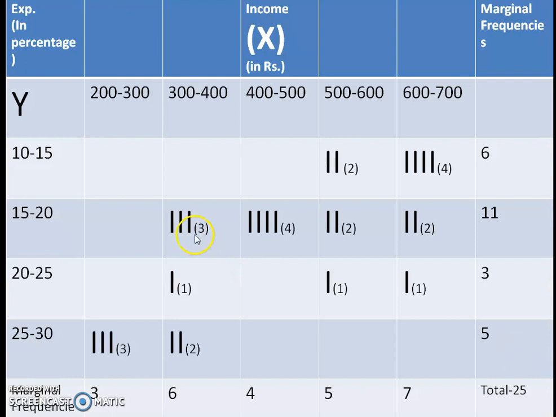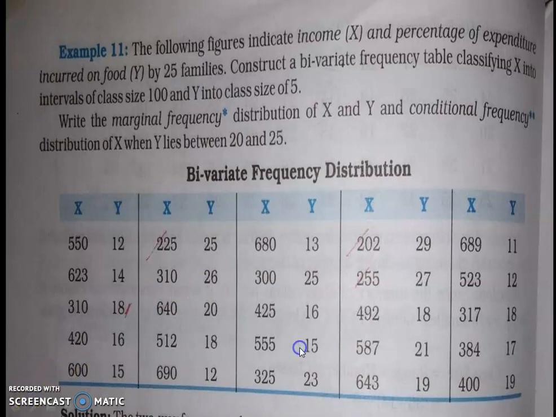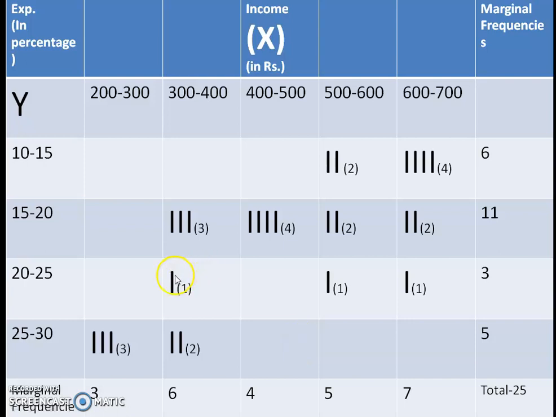So 3 variables. Similarly, 300 to 400 and the range 20 to 25, there is 1 variable. Let's see which is that. So between 300 to 400 and 20 to 25, there is only 1 variable, this one, okay, 325 and 23. So we have only 1 variable, so we'll put 1 tally mark, okay. So we will do it for all the class intervals, and once we are done, we will count, okay.